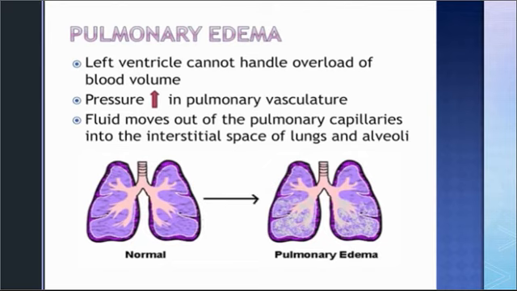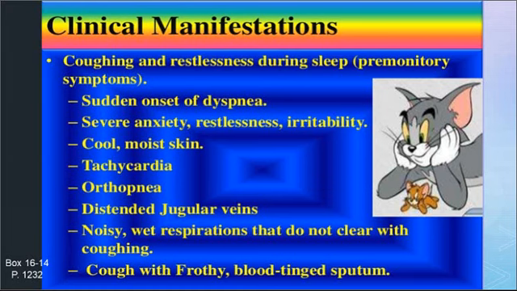This fluid reduces the normal oxygen movement through the lungs. They get interstitial edema and shortness of breath. Clinical manifestations of pulmonary edema: you can distinguish this from congestive heart failure, though some are in both. Coughing and restlessness during sleep is the main symptom of pulmonary edema. It's a sudden onset of dyspnea, where heart failure usually builds up over time.